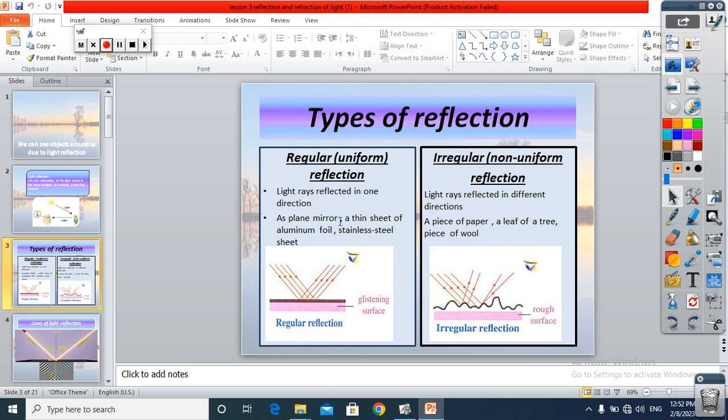We have two types of reflection: regular reflection and irregular reflection. Regular reflection is when light rays are reflected in one direction, as from a plate mirror, a thin sheet of aluminum foil, or a stainless steel sheet. Irregular or non-uniform reflection is when light rays are reflected in different directions, as from a piece of paper, a leaf of a tree, or a piece of wood.